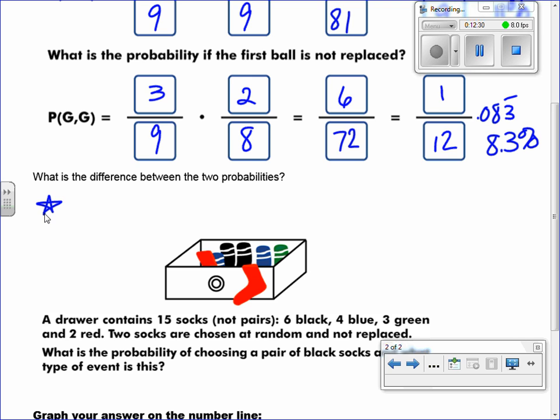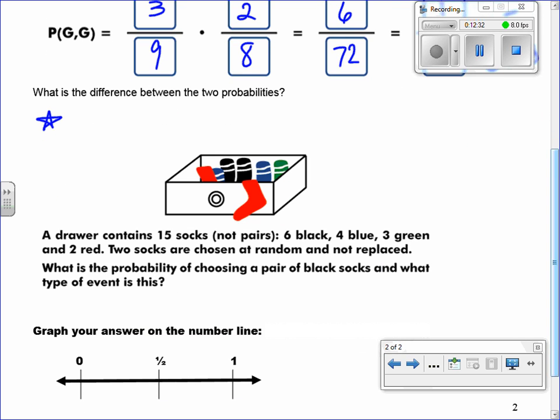And then what I want you to do on your own is answer this last question, okay? It's talking about choosing a pair of black socks, and what type of event is this, okay?